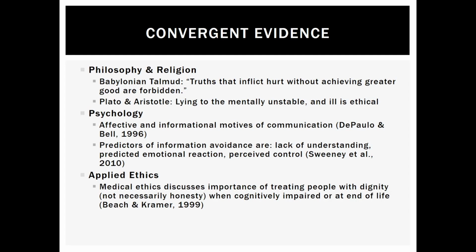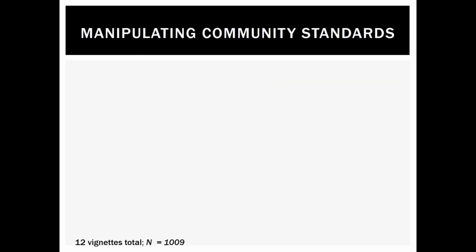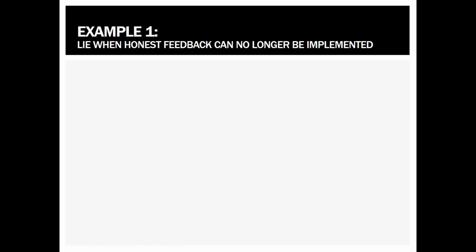So in our next part of the research, we try to manipulate these community standards of deception across different vignettes just to show causal evidence, right, for this theoretical framework. And I'll just share 2 examples today. So in one of these examples, we'll call this example 1, we're going to manipulate the community standard around control. So manipulate whether honest information can be acted upon.